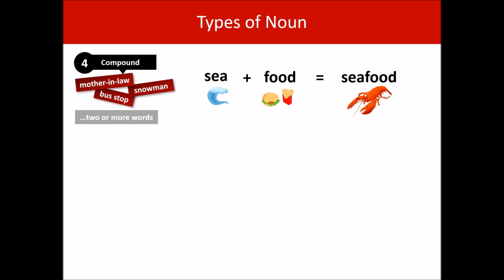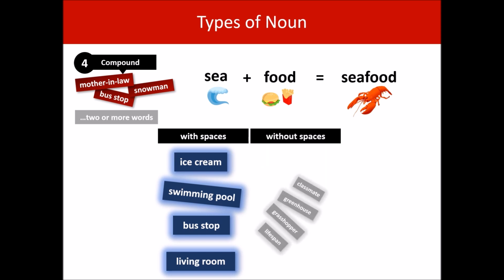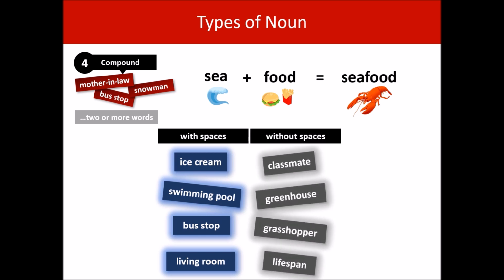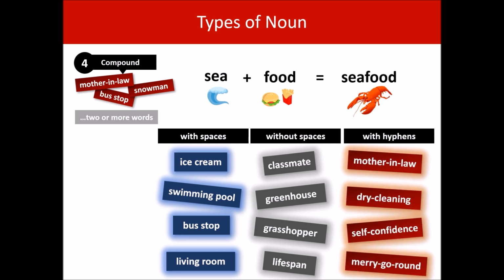Now the thing about compound nouns is sometimes they can be written with spaces, like these ones, without spaces, i.e. as one word, like these ones, or with hyphens, like these ones. Now the ones with spaces are sometimes called open compound nouns, without spaces, closed compound nouns, and the hyphenated ones, hyphenated compound nouns.